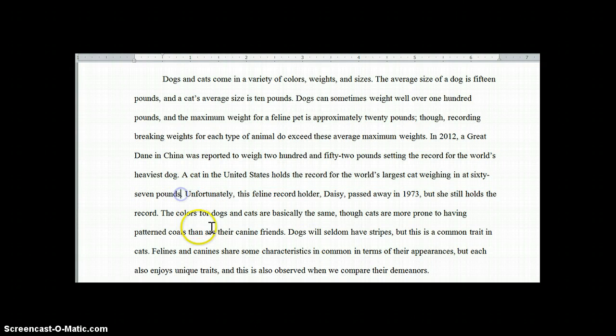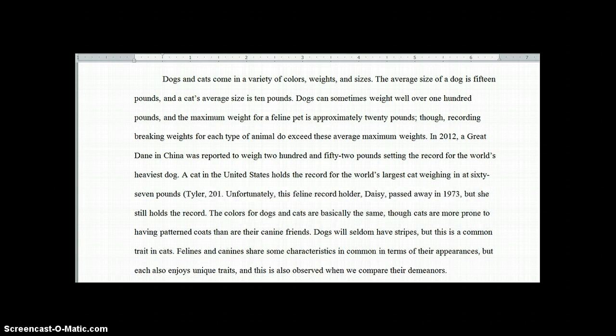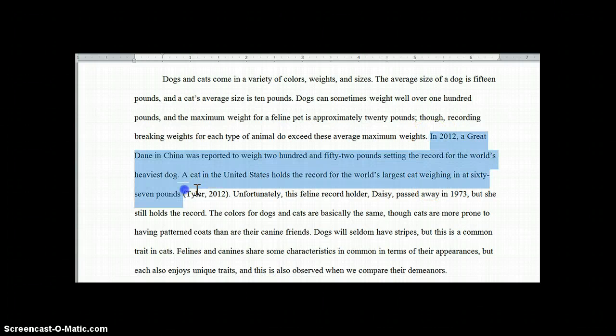The in-text citation will appear at the end of the area where the borrowed information appears. Again, it was Tyler, the year of publication, and then notice that the period appears outside of the in-text citation. And now a reader will understand that this portion has been borrowed from an outside source.